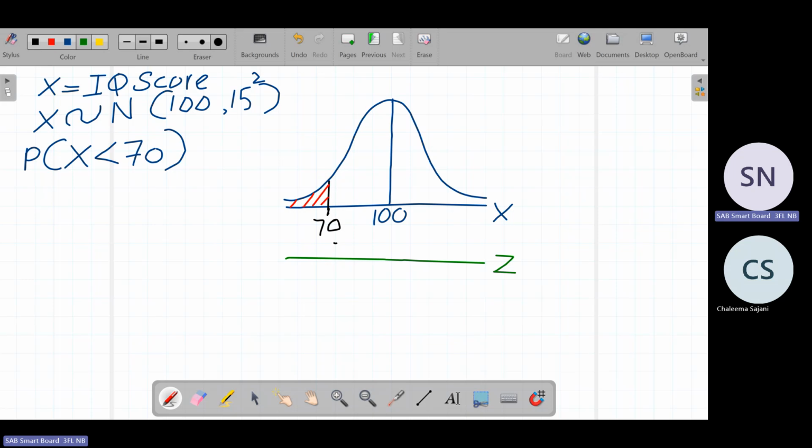Okay, then here this 100 is the mean value of the normal distribution. Okay? In the standard normal distribution, the mean value is equal to 0. In the normal distribution, we can have any value as the mean value, but in the standard normal distribution, the mean value is equal to 0.